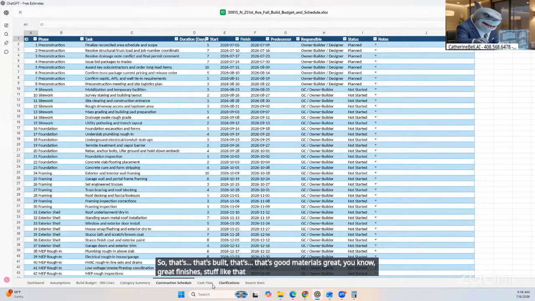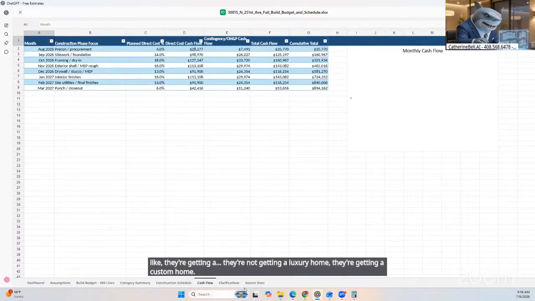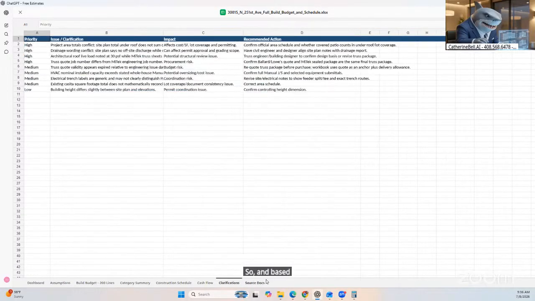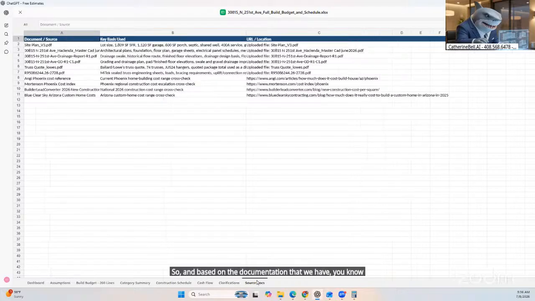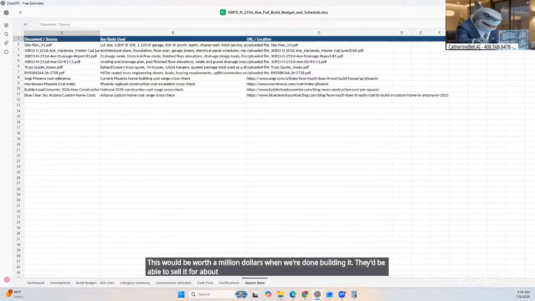They're not getting a luxury home. They're getting a custom home. Based on the documentation that we have, this would be worth $1 million when we're done building it. They'd be able to sell it for about a million, million one. So that makes the build cost 70% of the actual appraised value at the end.